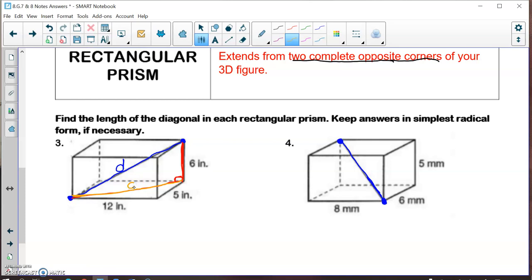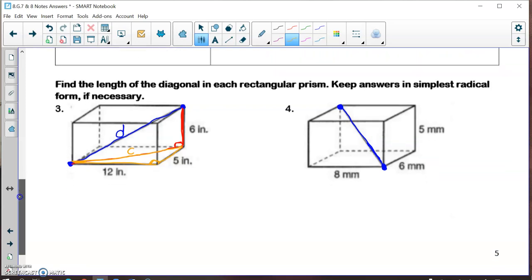How we find C is we use this right triangle, where this is a right angle here, and on that yellow right triangle, we have enough information to help us find C. I'm going to label my 12 as A and my 5 as B, and I'm going to use the Pythagorean Theorem on that yellow right triangle to find C. So I do A squared plus B squared is equal to C squared.